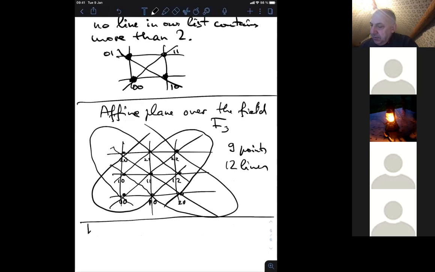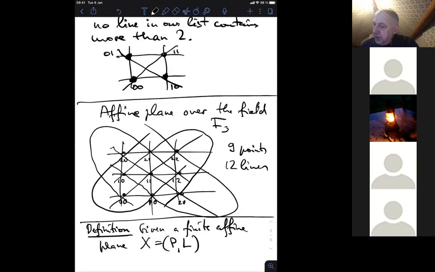So let me go further with the next definition, which is natural in this situation. Given a finite affine plane, say X consisting of P and L.